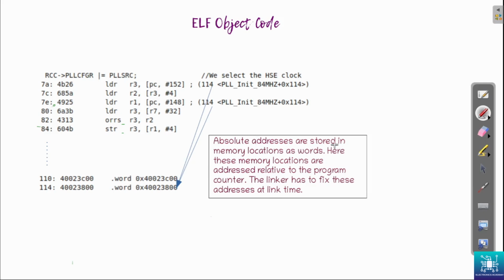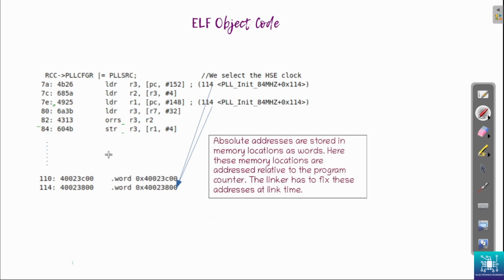So absolute addresses are stored in memory locations as words. Here these memory locations are addressed relative to the program counter. The linker has to fix these addresses at link time. So it's 7A, 7C, 7E, 80, 82, 84, and so on. Now this will be in the flash, but these addresses will again be changing, which we'll see later. So these addresses will change. The linker will have to fix these addresses up.